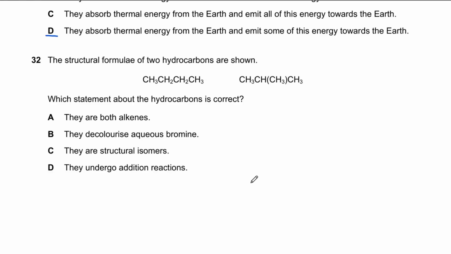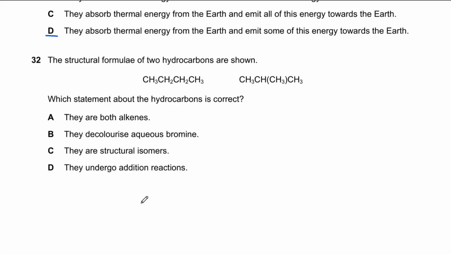Next question, question 32. The structural formulas of two hydrocarbons are shown. Which statement about the hydrocarbons is correct? Now, from the structural formulas, if you look at it, they have the same molecular formula: 4 carbon, and 10 hydrogen.